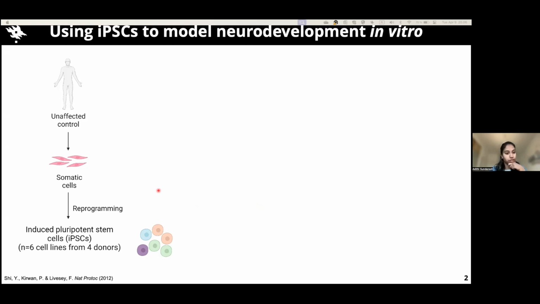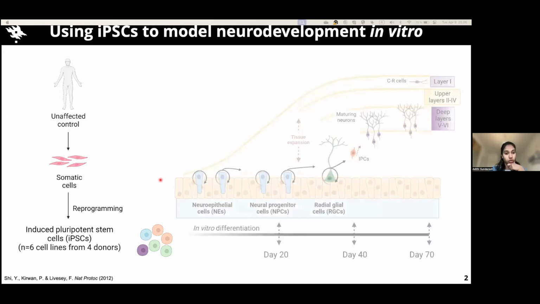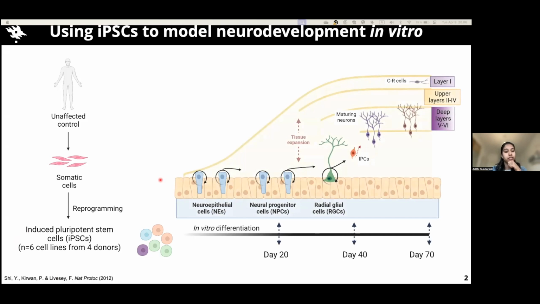So we used 6 cell lines from 4 healthy donors and put them through this in vitro differentiation protocol from the Livesey group that was developed back in 2012. This is a 2D differentiation, so this is not organoids. For those of you who aren't from a neuroscience background, very quickly, the way it goes is it's a dual SMAD inhibition, small molecule-based approach.